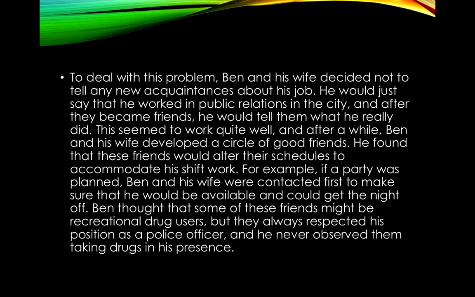To deal with this problem, they decided they wouldn't tell new acquaintances about his job. They said he worked in public relations in the city, and then after they became friends, he would tell them what he really did. This seemed to work out well, and after a while, they've got a good circle of friends. He found that these friends were even willing to schedule things around what works for them. So if a party was planned, Ben and his wife were contacted first to make sure they'd be available and could get the night off. Ben thought that some of these friends might be recreational drug users, but they always respected his position and never took drugs in his presence.